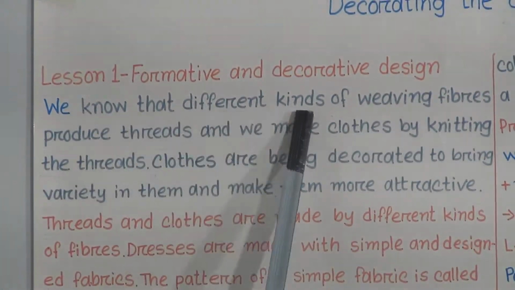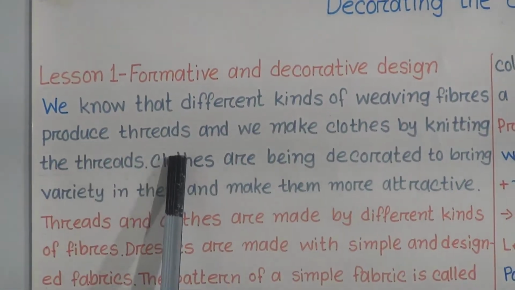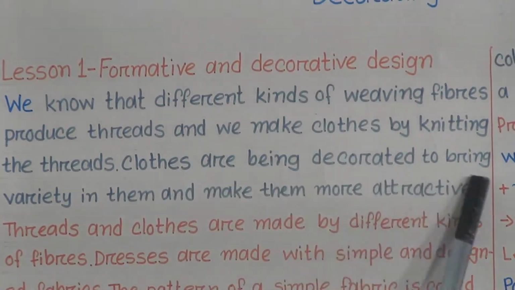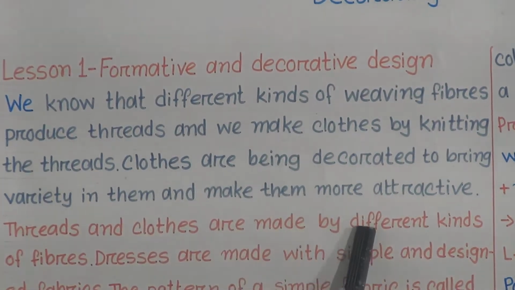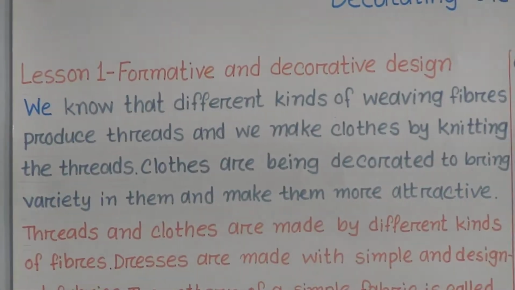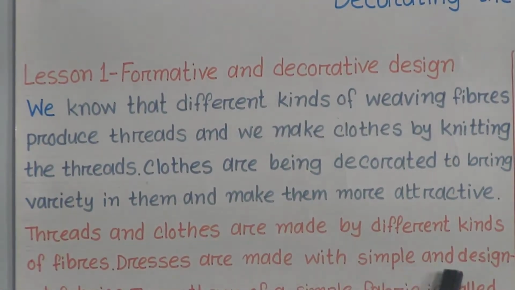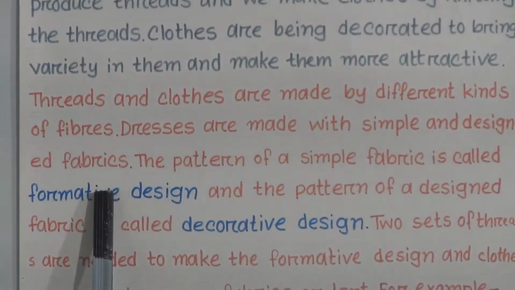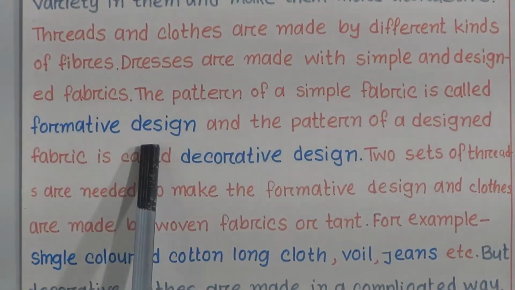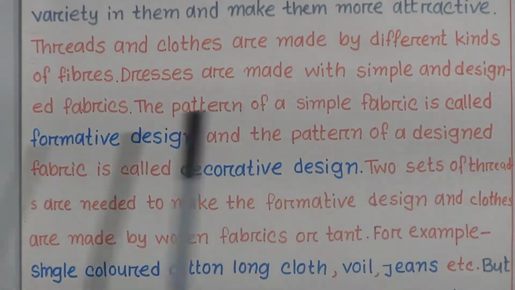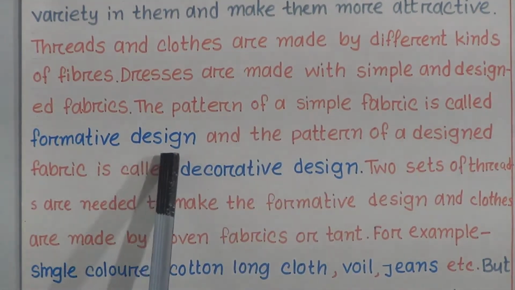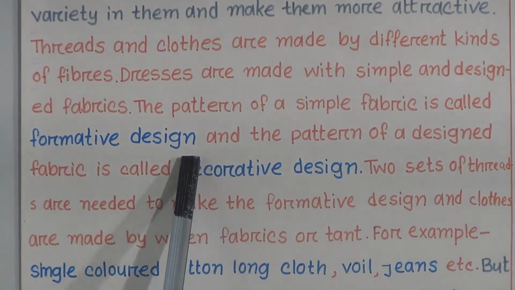We know that different kinds of weaving fibers produce threads, and we make cloths by knitting the threads. Cloths are being decorated to bring variety in them and make them more attractive. Threads and cloths are made by different kinds of fibers. Dresses are made with simple and designed fibers. The pattern of a simple fabric is called formative design, and the pattern of a designed fabric is called decorative design.